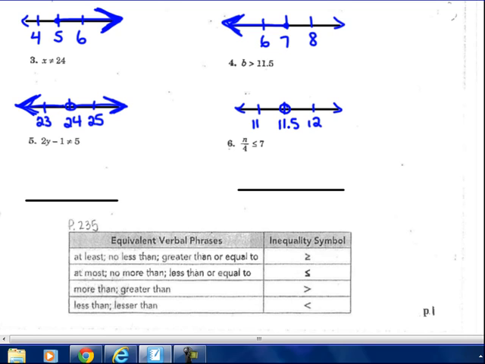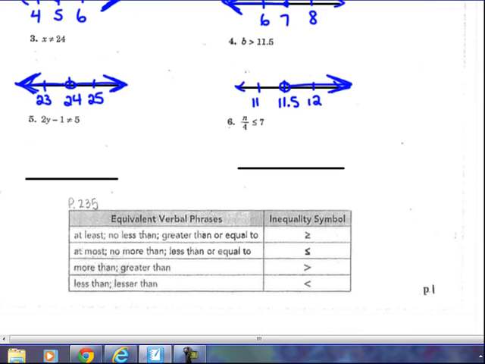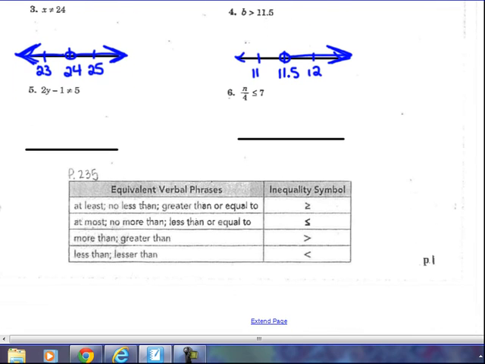Open circle, and greater than points to the right. So any numbers that are right of 11.5 on my number line, the way that I've numbered it, are greater. So 12, 12.5, 13 and 1/10, 66 and 4/10, 107, and so on and so on. Those are the kinds of numbers that are in the solution of what numbers are greater than 11.5.